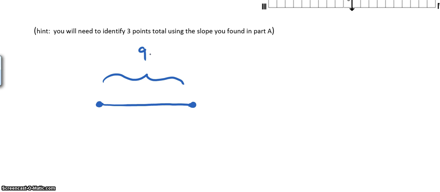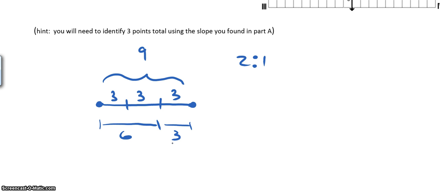Let's say I want it in a ratio of 2 to 1. Now, how could I chop the line of length 9 into a ratio of 2 to 1? Well, let's first start by splitting into 3 equal parts. So I'm going to say this is 3, 3, 3. If this is 9 feet long, I have 3 feet, 3 feet, 3 feet. So a ratio of 2 to 1 would be, if I put these two together, I get 6. And if I put this, I get 3. A ratio of 6 to 3 reduces to the same ratio as 2 to 1.